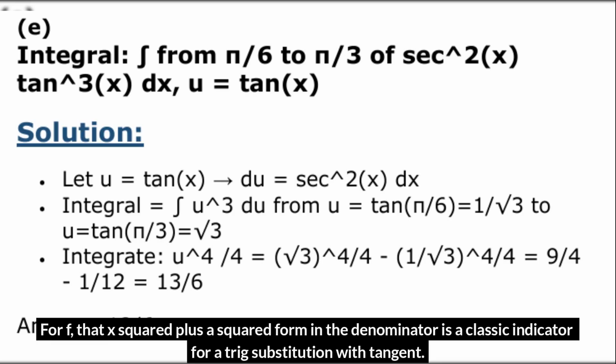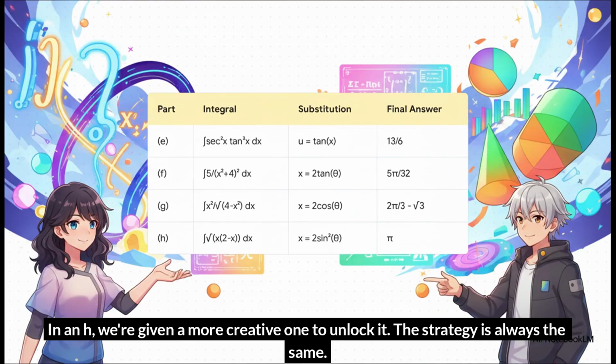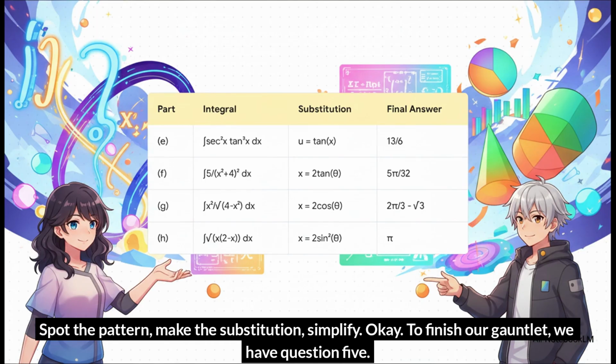For F, that x squared plus a squared form in the denominator is a classic indicator for a trig substitution with tangent. Same idea in G, that a squared minus x squared under a root points you straight towards a sine or cosine substitution. And in H, we're given a more creative one to unlock it. The strategy is always the same: spot the pattern, make the substitution, simplify.